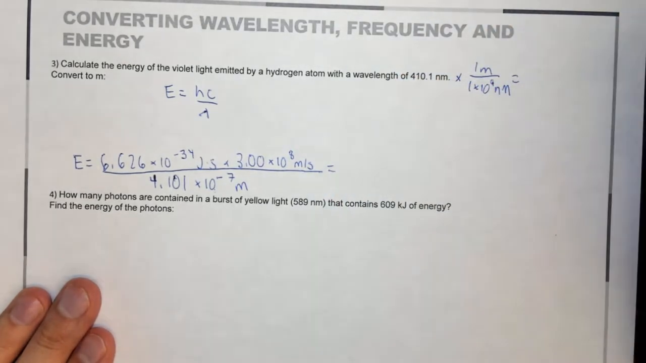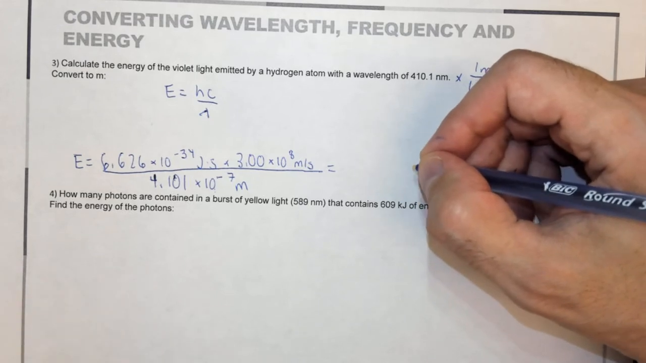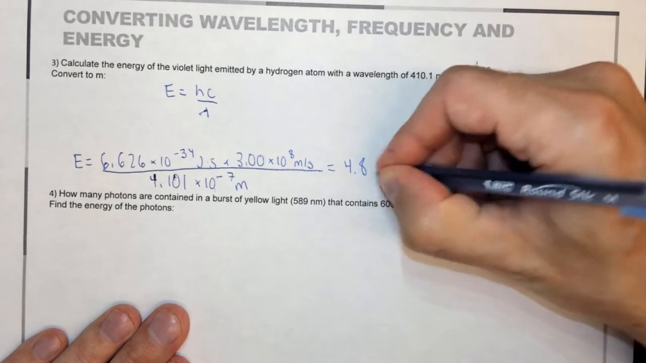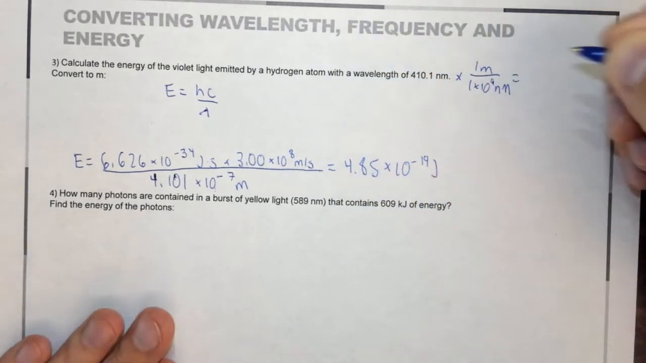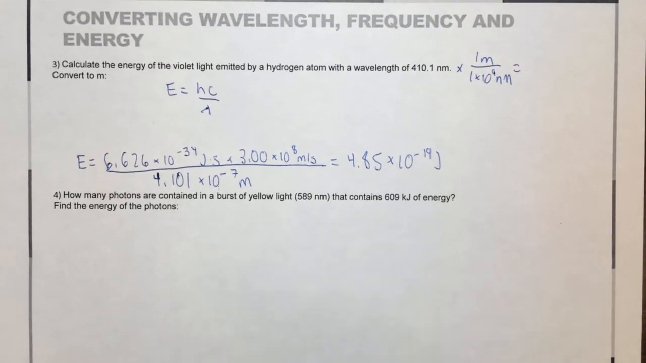Now that I've plugged in, I find that the energy is 4.85 times 10 to the minus 19 joules. And this is really, really important, because what we need to realize is this energy is really, really small. Just like the mass of an atom is really, really small, the energy of an individual photon is incredibly small.